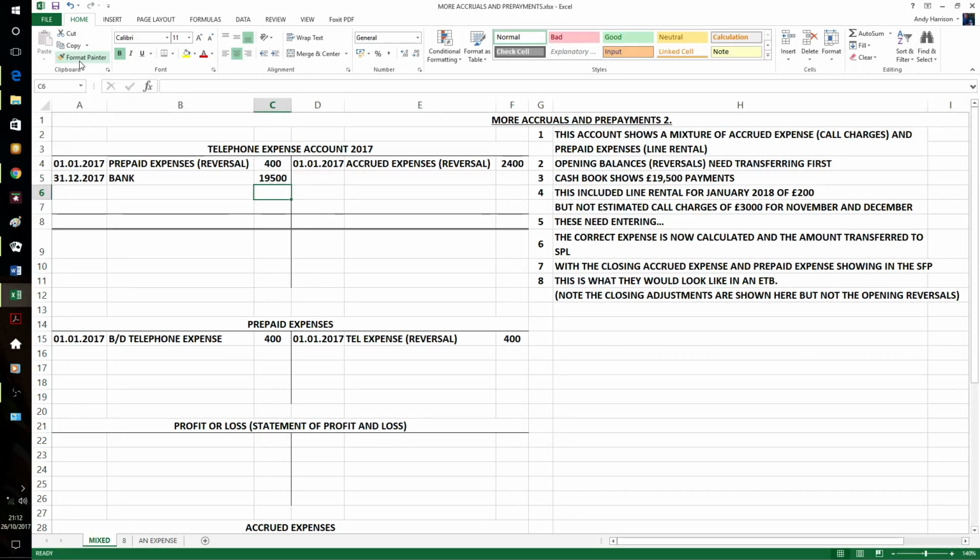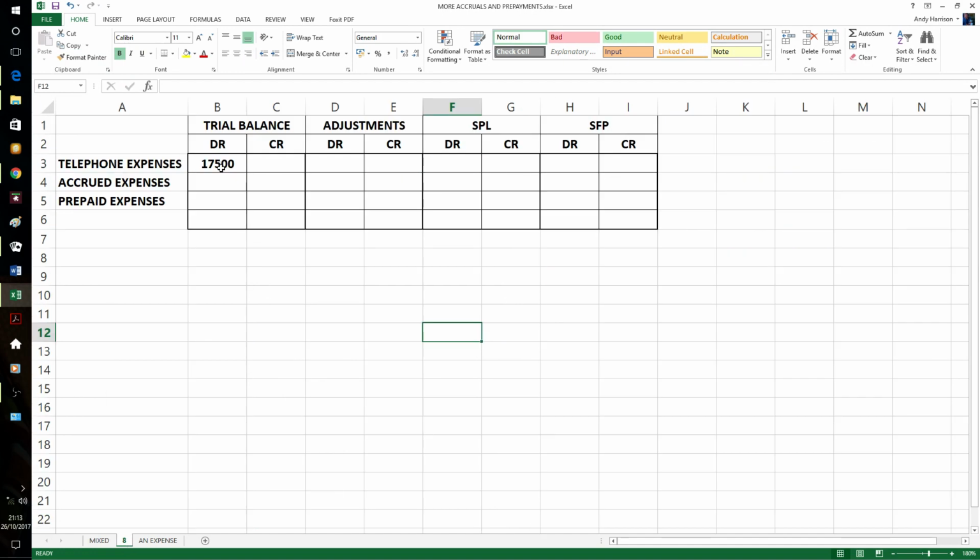So that's what would sit in the trial balance column of the extended trial balance. It would be the difference. It would actually be 17,500. The 19,500 plus the 400 minus the 2,400. So our actual extended trial balance at the moment would just show the 17,500 there. We'll finish it off though.